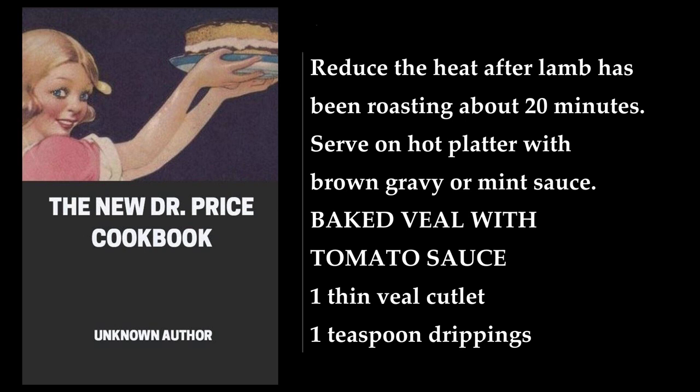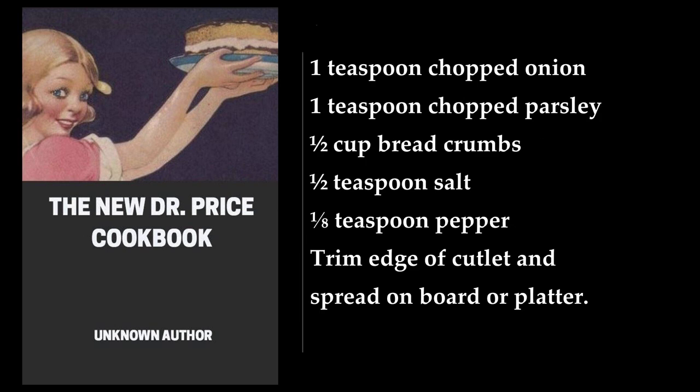Baked veal with tomato sauce. 1 thin veal cutlet, 1 teaspoon drippings, 1 teaspoon chopped onion, 1 teaspoon chopped parsley, 1/2 cup bread crumbs.